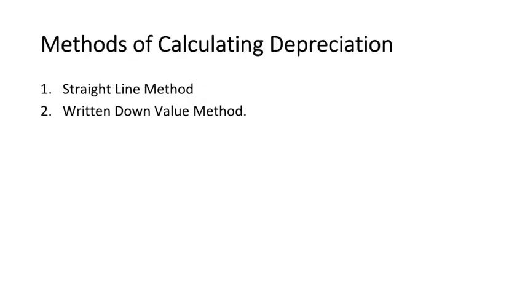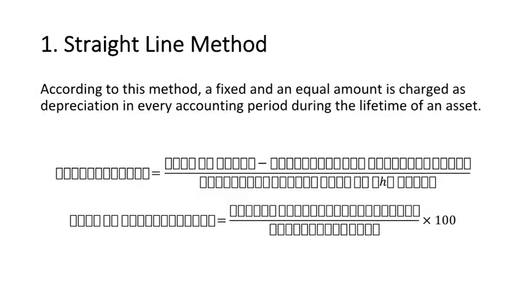Now, let's explore the common methods for calculating depreciation. The two primary methods are the straight-line method and the written-down value method. Under the straight-line method, a fixed and equal amount is charged as depreciation in every accounting period throughout the asset's lifetime. The formula for calculating depreciation using this method is: depreciation equals the cost of the asset minus the estimated net residual value, all divided by the estimated useful life of the asset.